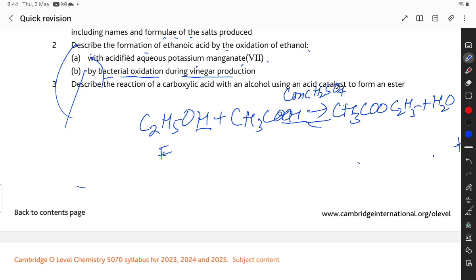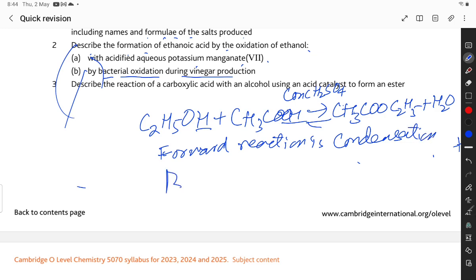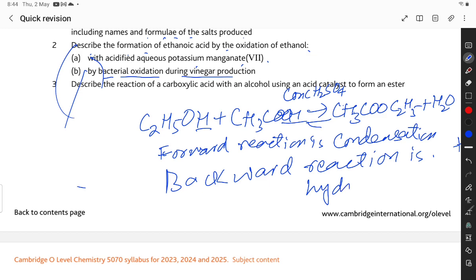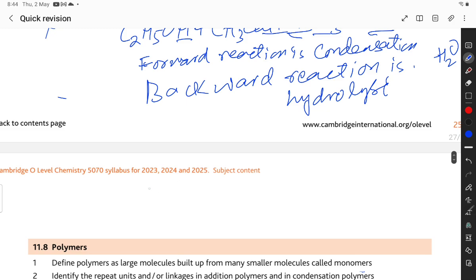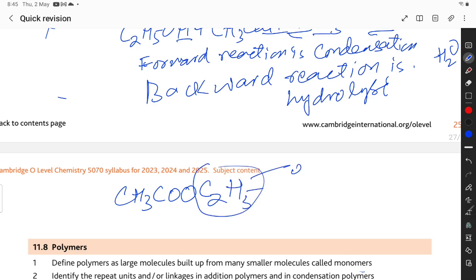The forward reaction is condensation and the backward reaction is hydrolysis. The name of this ester is ethyl ethanoate. So for CH3COOC2H5, this part is known as ethyl, and this part is known as ethanoate.